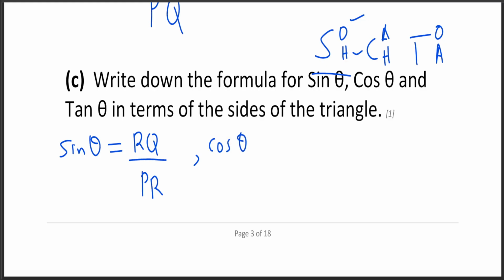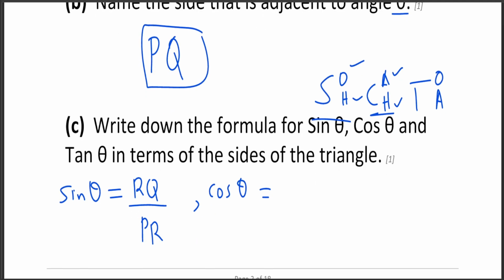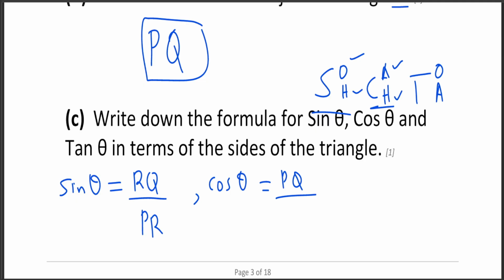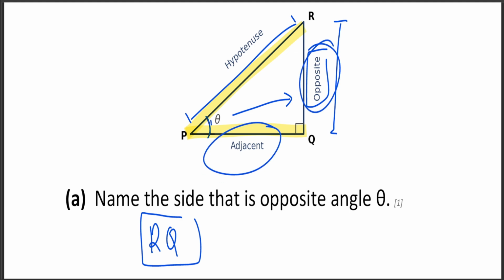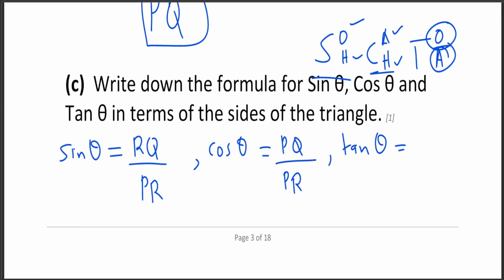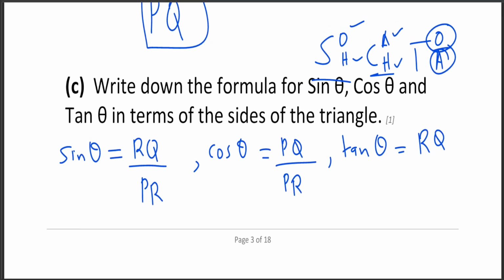Cos theta is going to be adjacent over hypotenuse, and your adjacent we have already written, and that is PQ. So PQ over the hypotenuse, which is PR. And then we have the tan. The tan is equal to your opposite over adjacent. That is going to be RQ over PQ. So in short, here it is RQ over PQ. So those are the formulas for the ones on the triangle.